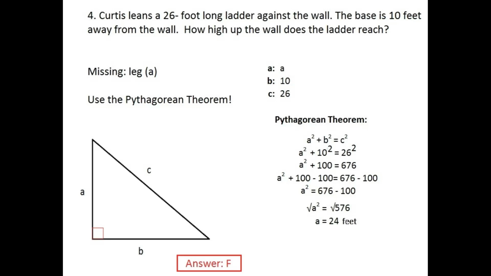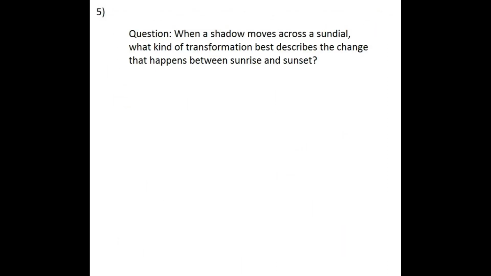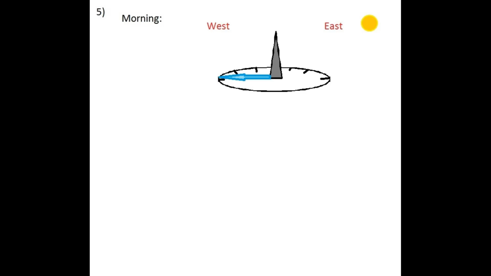All right, going on to the last one. When a shadow moves across a sundial, what type of transformation best describes the change that happens between sunrise and sunset? Okay, let me tell you what this is. A sundial, and you guys might have read about this in your history classes, basically is a stone that is sitting up tall enough to cast a shadow. So here's the sun. Here's our sundial.